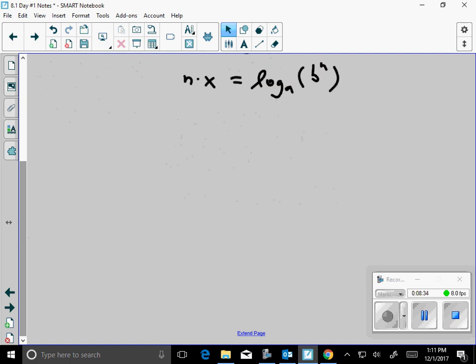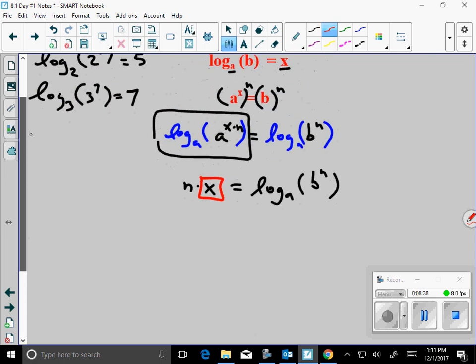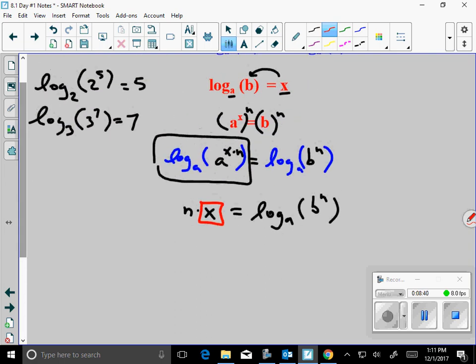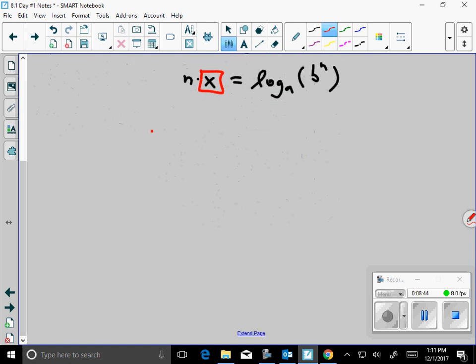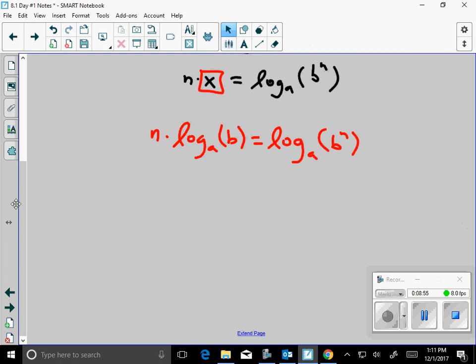What did x equal above? Log base a of b. So n times log base a of b equals log base a of b to the n. So what can I now do? I can take this exponent that's from the argument and I can bring it out in front if I want. It's a nice little skill we have.